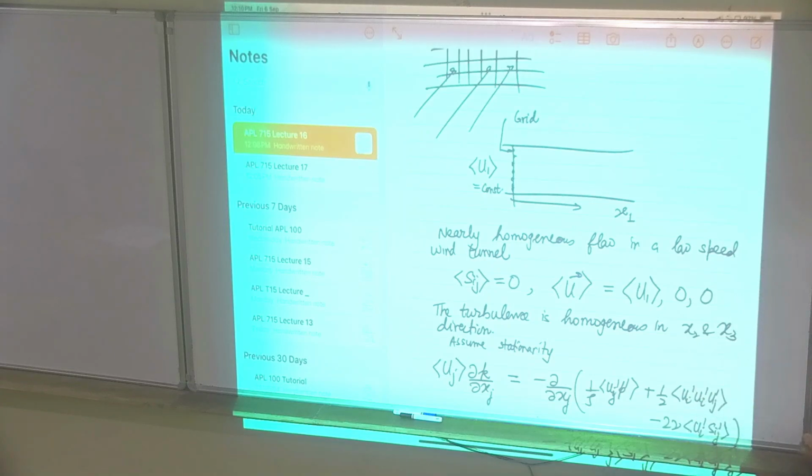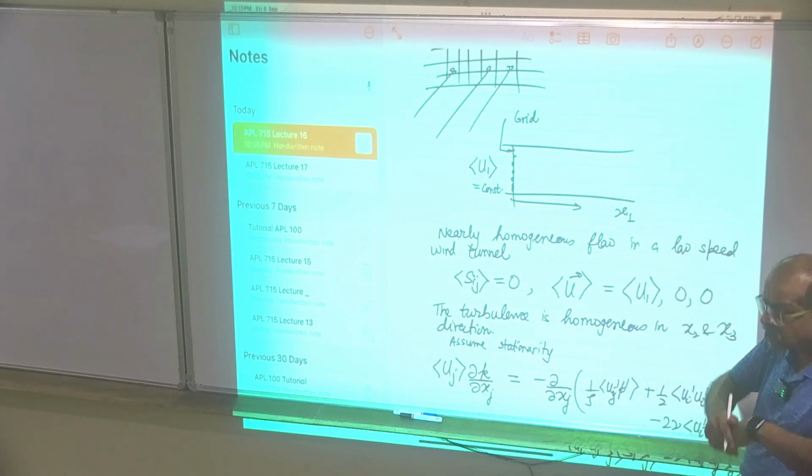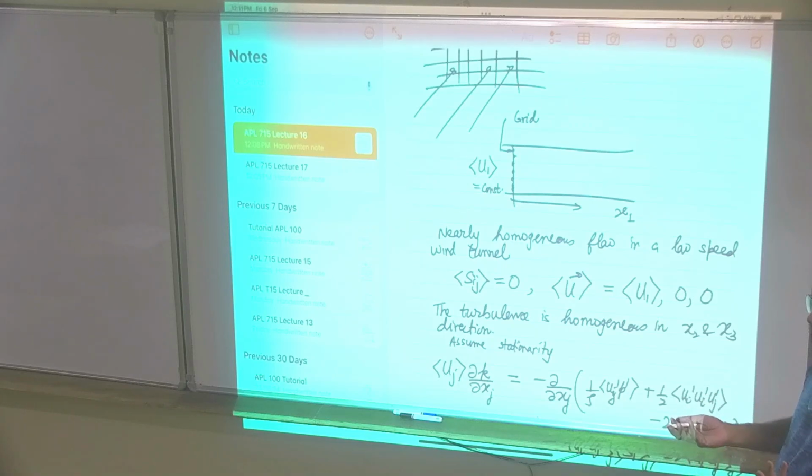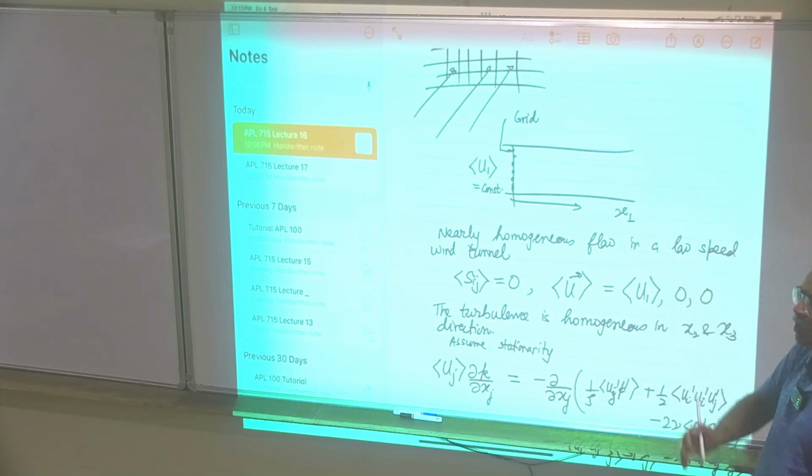Now what we also assume is that if I am at a particular location, then statistical quantities do not change with time, because mean of U1 is maintained. How is mean of U1 maintained? So because of the incoming flow. Yeah, so typically physically how would this be done? So I mean there will be a constant influx of flow. How has anyone done experiments?